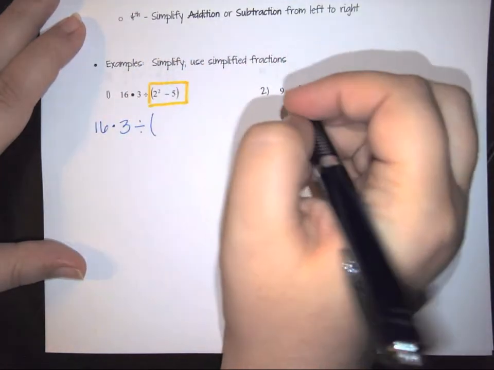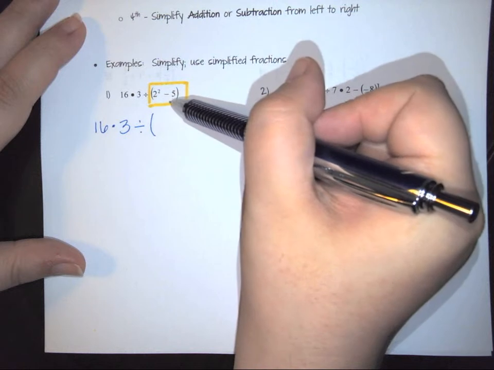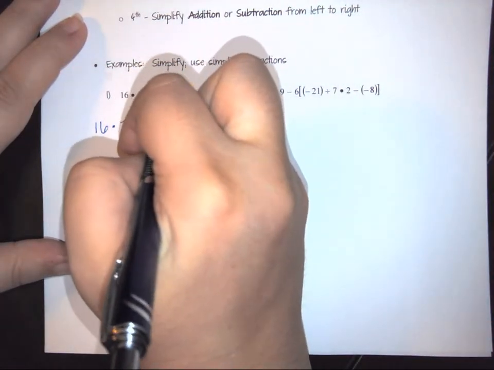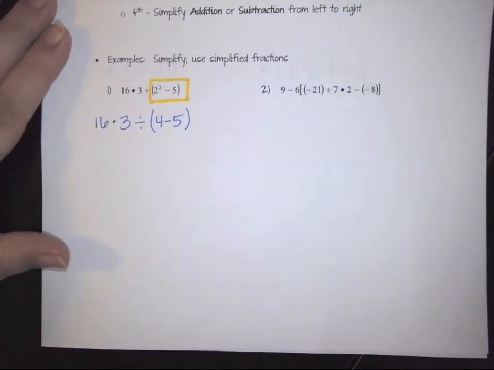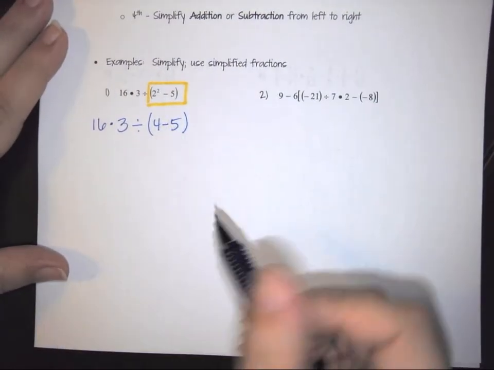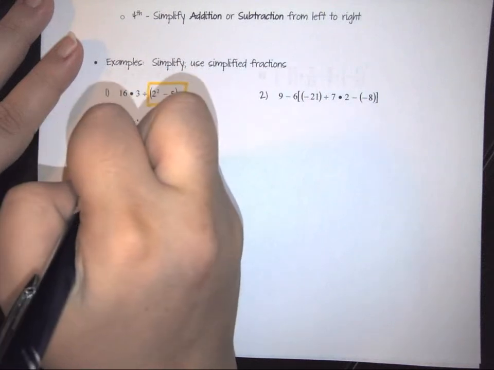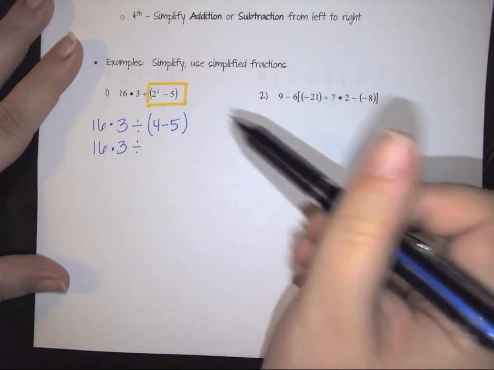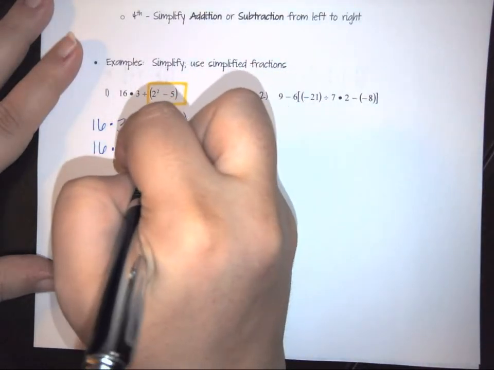I have to simplify my parentheses, and in order to do that, I have to combine my terms here. That means I need to evaluate. 2 squared gives me 4, minus 5, and that would be my first step. Now, I still have a parentheses, so I still have to work with it. So this is still going to be 16 times 3 divided by, but in this case, 4 minus 5 is negative 1. So this is a negative 1.